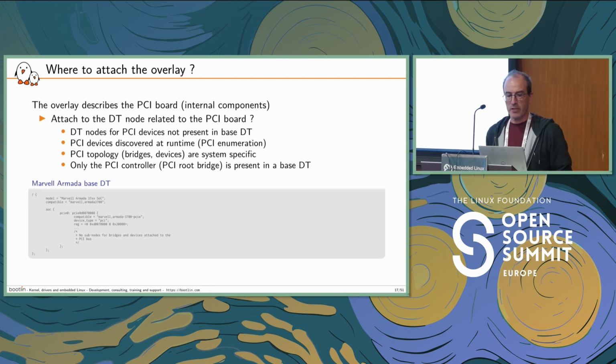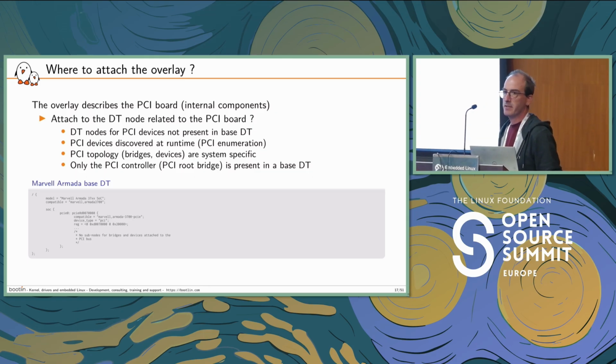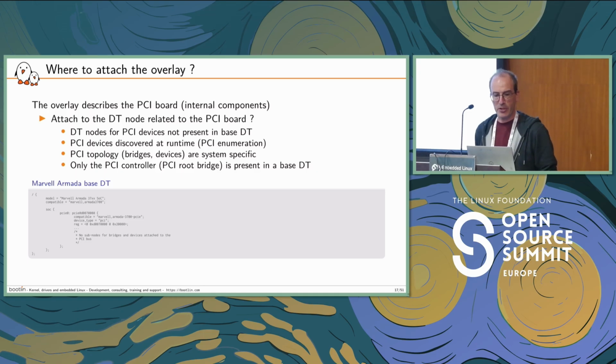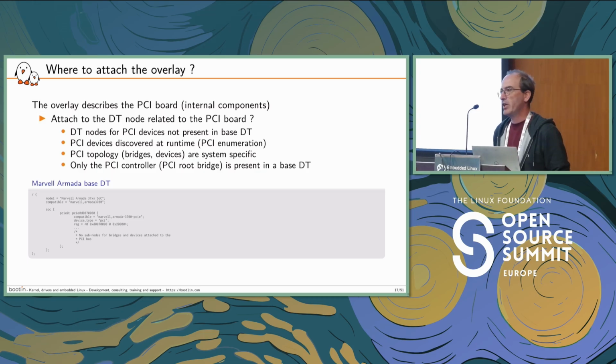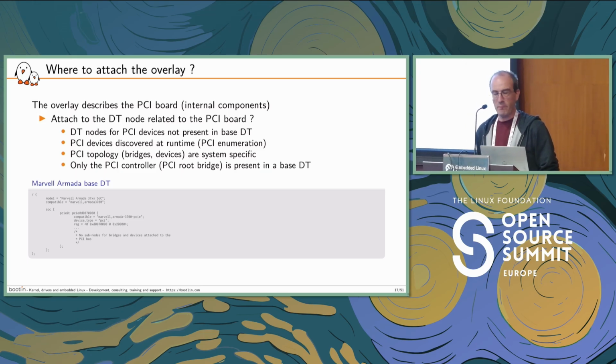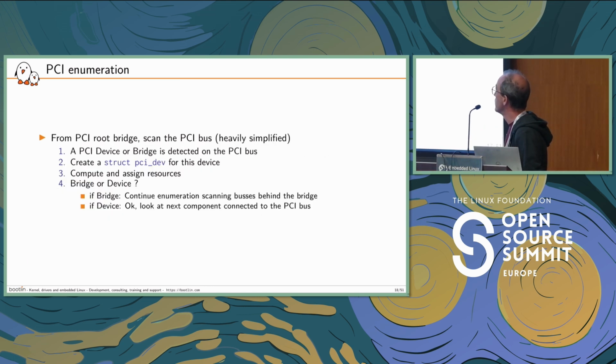Where are we going to attach the overlay? In fact, PCI devices are discovered during runtime. There is an enumeration, and it is really dependent on the topology. I mean, on board, or furthermore, you can add a PCI board on a slot, with a bridge inside, and it can give other slots. So it is really dependent on the system. And in the base device tree, in fact, we have only the PCI root bridge.